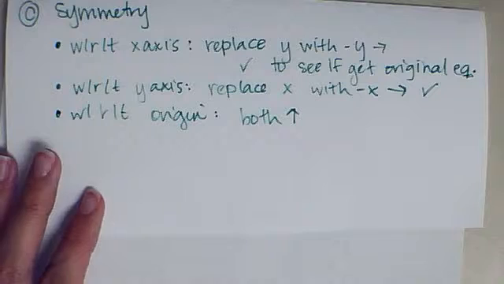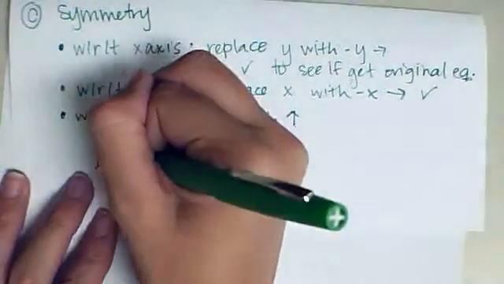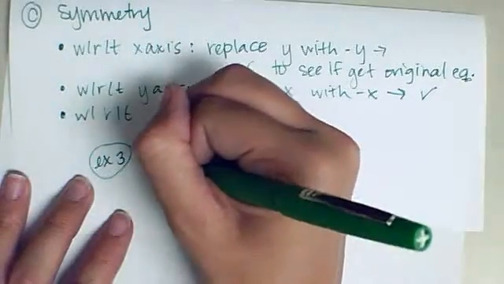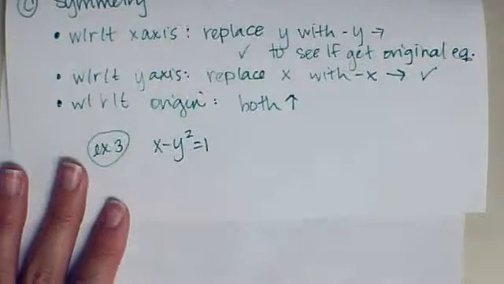Okay? We're going to look at just one example, and then you had some in your homework. If you get stuck on the homework, I'd like to go over those with you kind of one-on-one instead of showing you all of those here. Example 3, x minus y squared equals 1. You'll get the hang of this pretty quick.